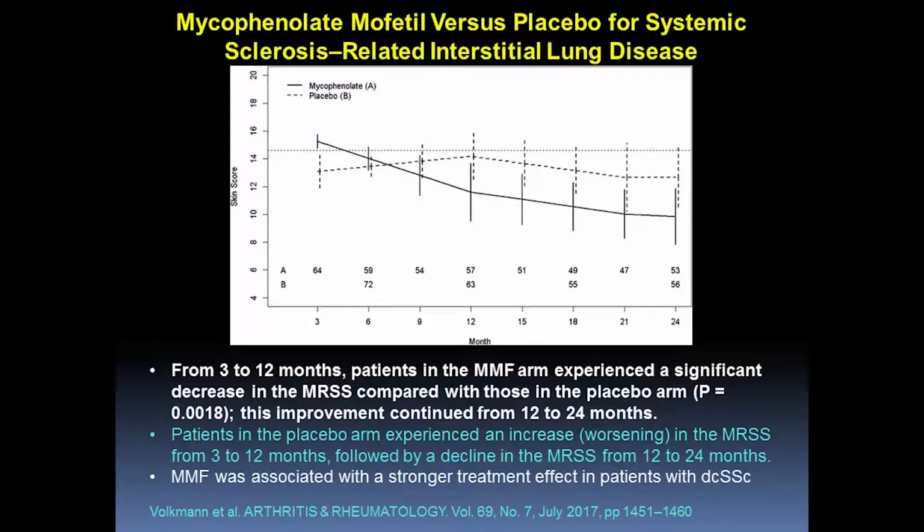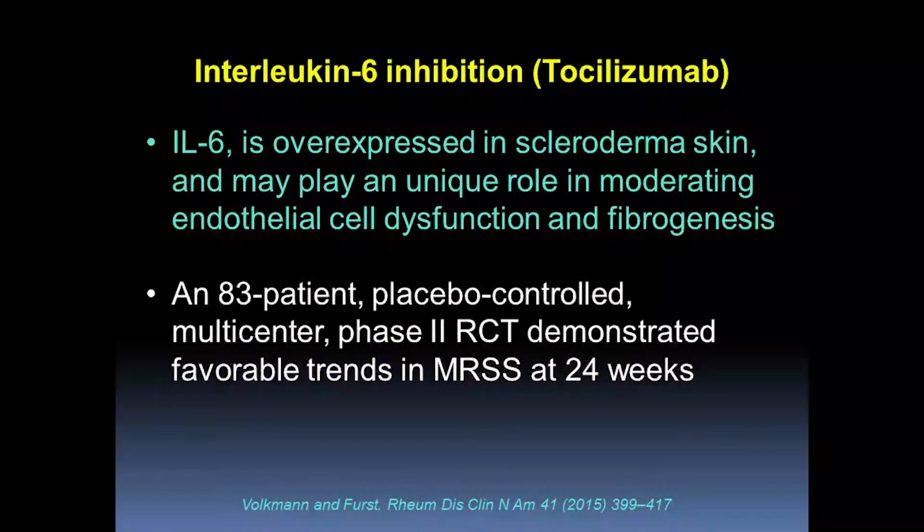This improvement continued from 12 to 24 months, as you can see here. Patients in the placebo arm experienced an increase, or worsening, in skin score from 3 to 12 months. Then they followed a decline, which could be the natural history of skin softening, in the rest of the study. And this was associated with a stronger treatment effect in patients with diffuse as opposed to limited disease, which is understandable. We will move on to tocilizumab, an interleukin-6 inhibitor.